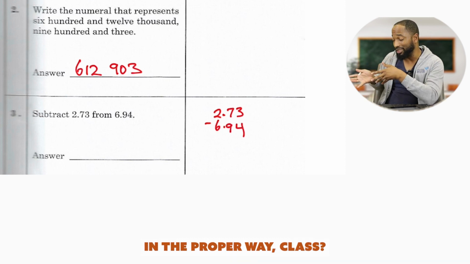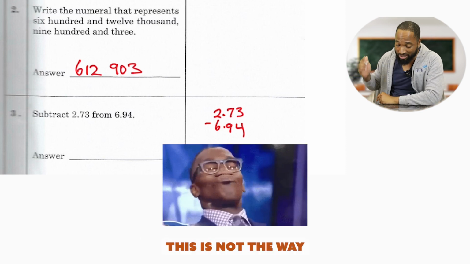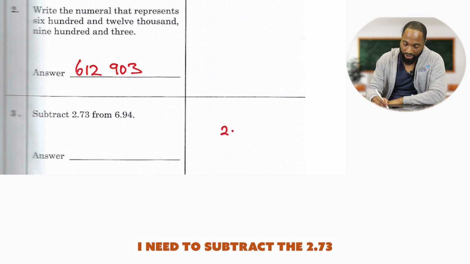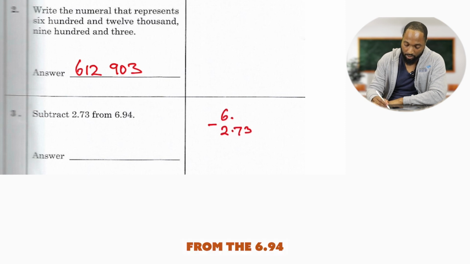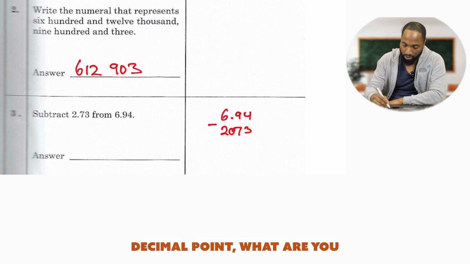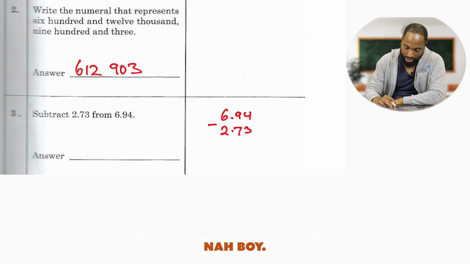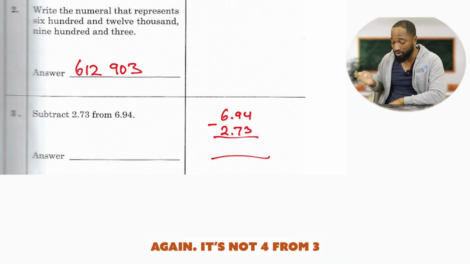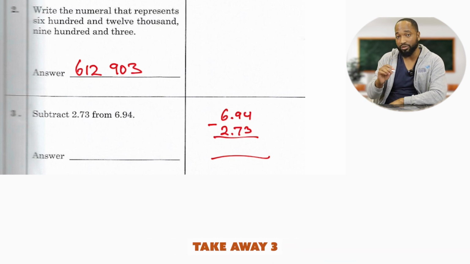Now they want me to subtract in this question 2.73 from 6.94. So am I writing this in the proper way, class? This is not the way to write this. I need to subtract the 2.73 from the 6.94. Decimal point, we're up quite high there. Come down a little bit now. Like this. So 4 from 3. Oh, no. You see I'm saying it backwards again. It's not 4 from 3. It's 3 from 4. Or you can say 4 take away 3.